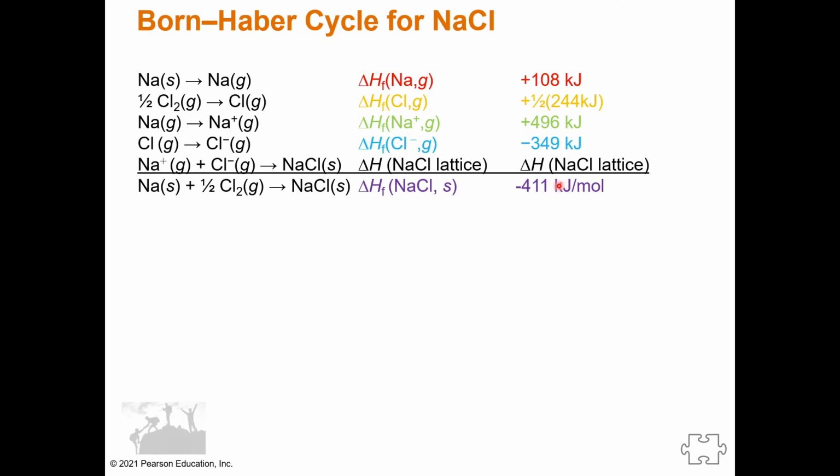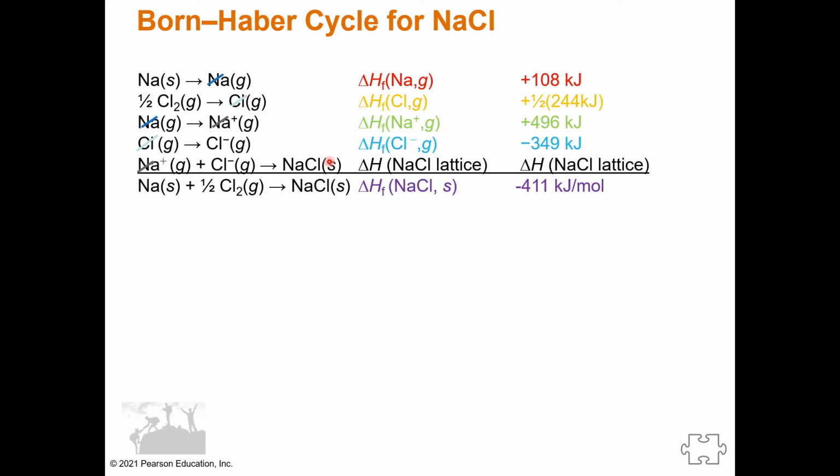Now let's figure out the lattice energy for NaCl. So here are all our steps. We have our metal and nonmetal turning into gases. And then they go through ionization energy and electron affinity so that they can become ions. These ions then come together to form our ionic compound.